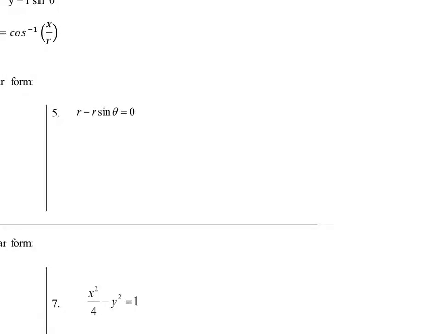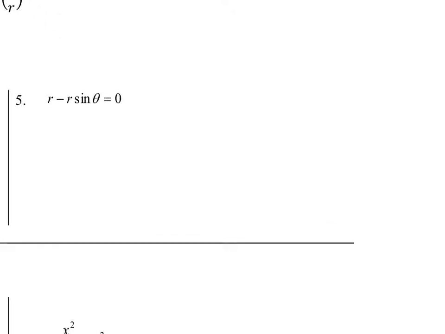So for number 5, it was converting into rectangular form. We're dealing with polar form, and so that's the idea. You have r's and thetas. You want to get rid of the r's and thetas. We want to bring back x's and y's. All right, so that's what we're going to do.